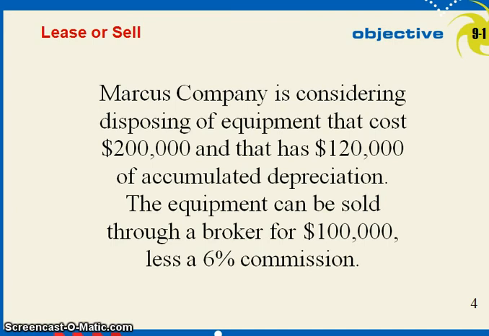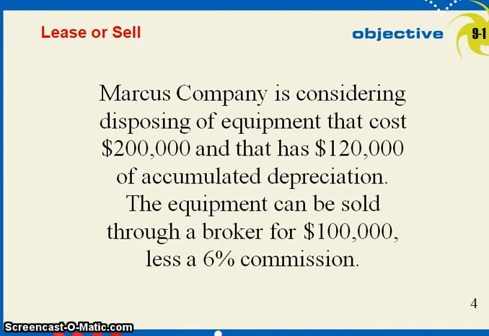Okay, here's the example we're looking at. Marcus Company is considering disposing of equipment that costs $200,000, has $120,000 of accumulated depreciation. Okay, now what that means to you is basically the book value of the equipment right now is $80,000. All right, the equipment can be sold through a broker for $100,000 less a 6% commission.